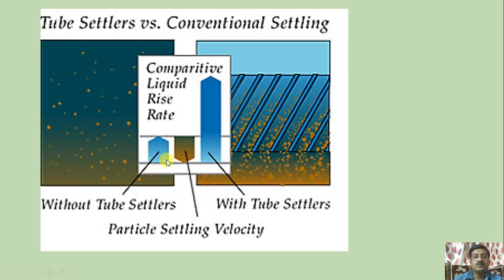So to accelerate that, you are providing the tubes. Because of the tube settlers, the particles settle down fast, and you are going to get the clear water finally. Okay, so here this phenomenon is shown, how it is accelerated. In the case of without tube settlers, this rate is low, right? Particle settling velocity is also low, but when you are using the tubes, it accelerates. So this is the advantage of the tube settlers.